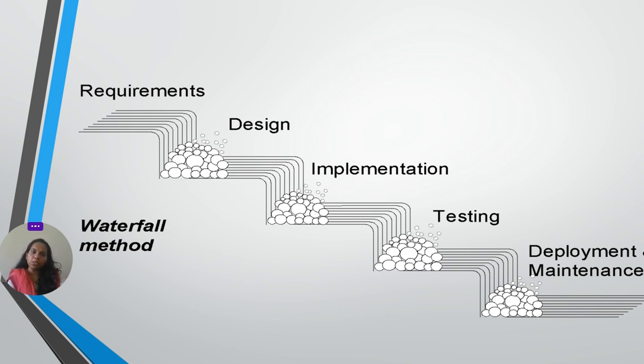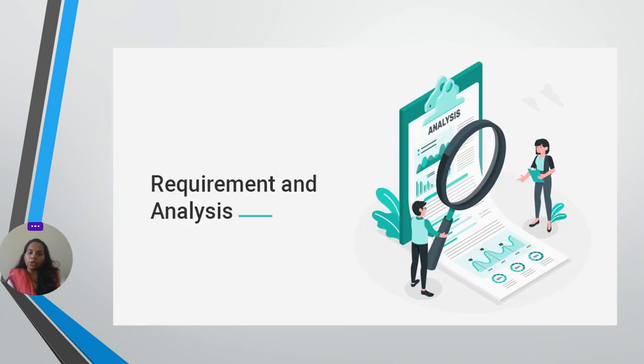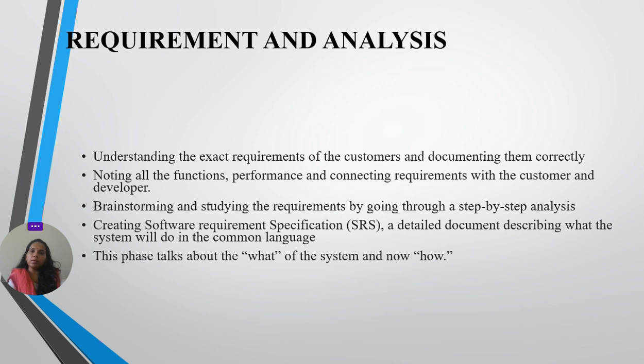Requirement, design, implementation, testing, deployment and maintenance. Requirement and analysis: the first stage is requirement analysis, understanding the exact requirement of the customer and documenting them correctly, noting all the functional and performance requirements, brainstorming with the customer and developer, and studying the requirements through a step-by-step analysis. Creating the software requirement specification, a detailed document describing what the system will do in a common language. This phase talks about the what of the system and not the how.